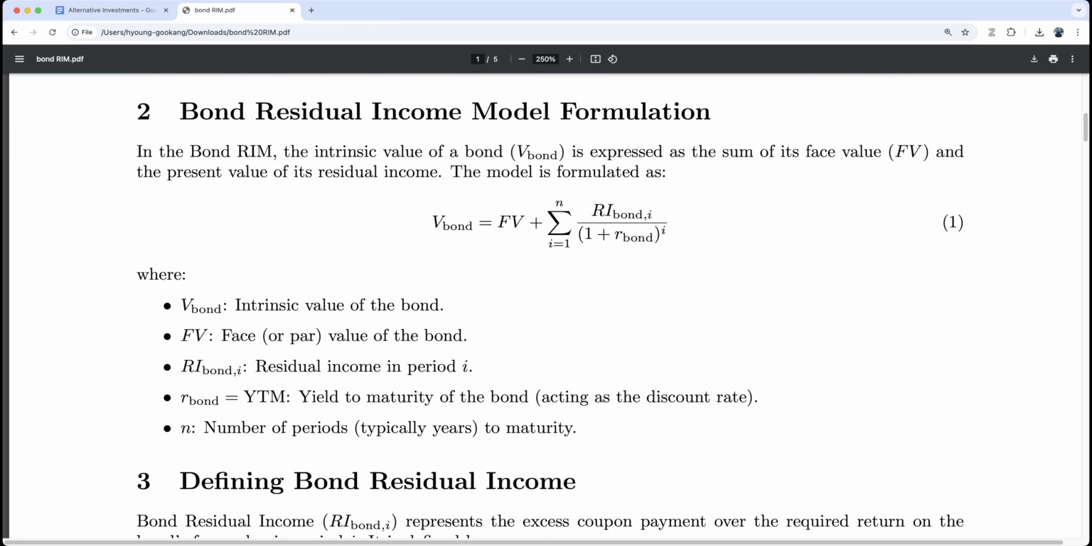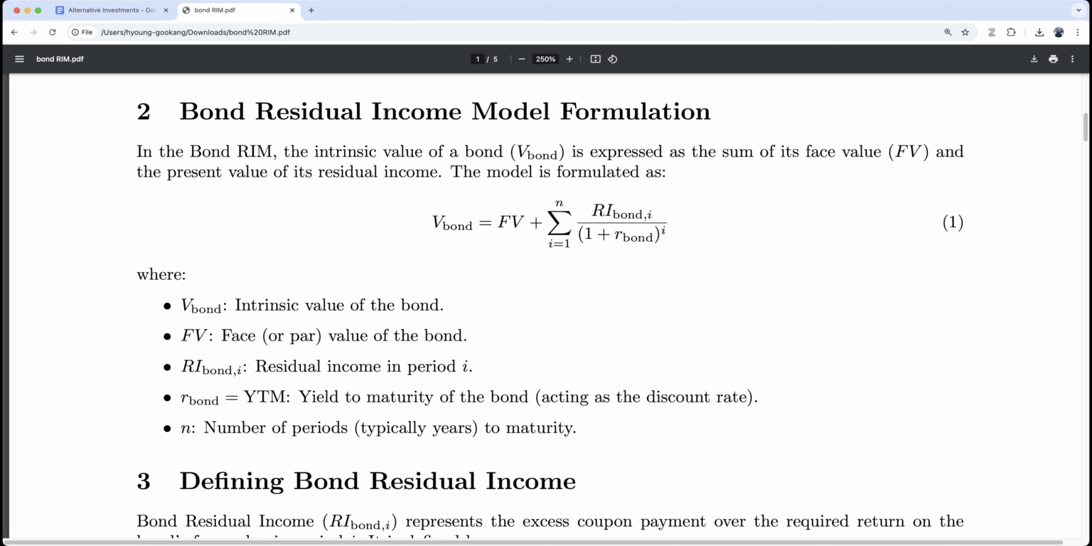Sometimes it is called the par value of the bond. RI_bond,i is the residual income in period i. R_bond is the yield to maturity, acting as the discount rate. So if we know the yield to maturity, then it determines the bond value. If we know the bond price, we have to solve for this R_bond part. So it is both a discount rate.